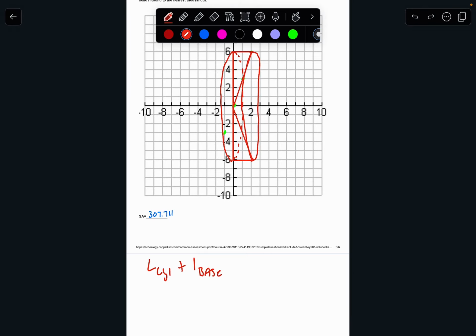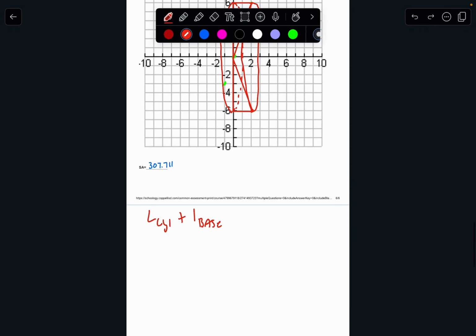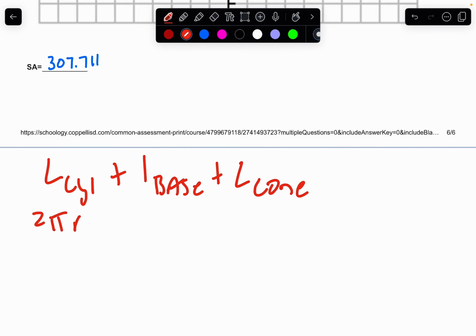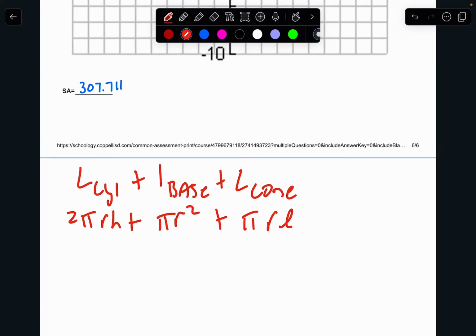And then what part of the cone is exposed? The cone doesn't have a base, that's a hole. We have the lateral of the cone. So this is going to be our plan. So what are those? That's 2 pi RH plus pi r squared. That's the lateral of the cylinder plus 1 base. And then the cone is just the lateral, pi RL.